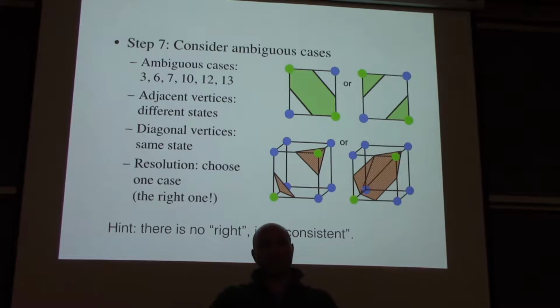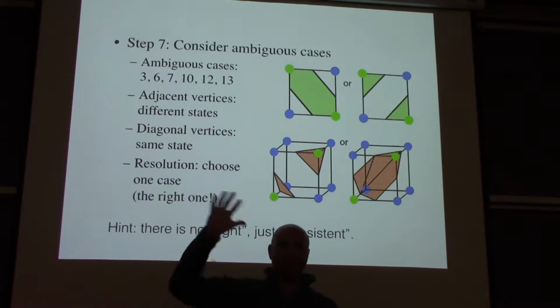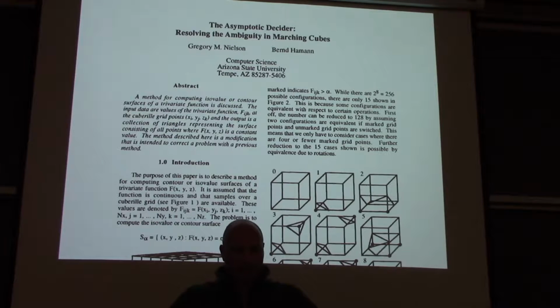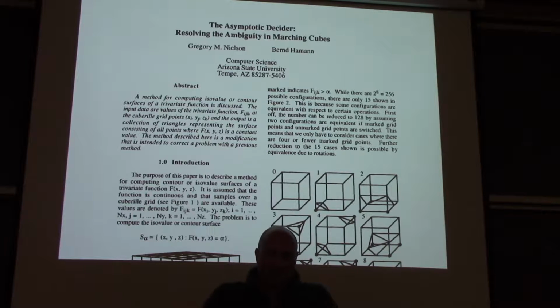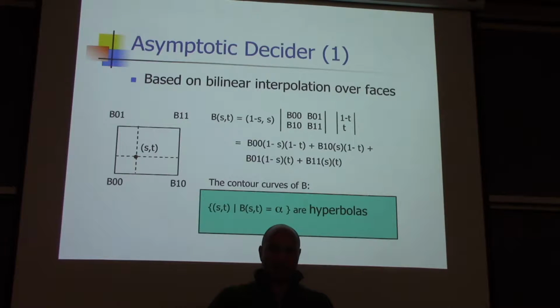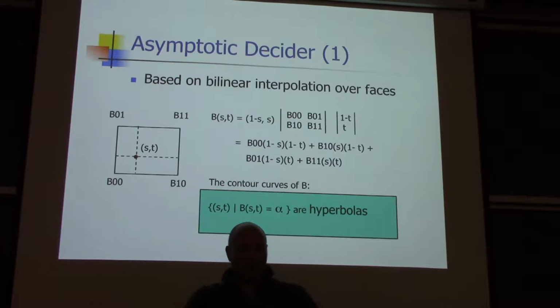And in a sense, there's no right way to do this because you have to know if the scalar field is going up and down at the same time. So you have to make a choice of which way is up and which way is down. Greg Nielson and Bernd Hamann, then at Arizona State, now Bernd's at UC Davis, came up with a solution to this, which is actually fairly highly cited in its own right because it solved the major problem in marching cubes. This paper is called the Asymptotic Decider.